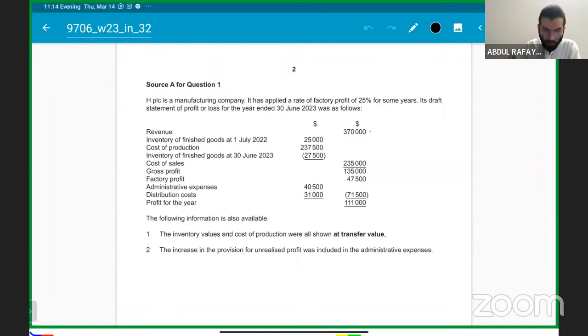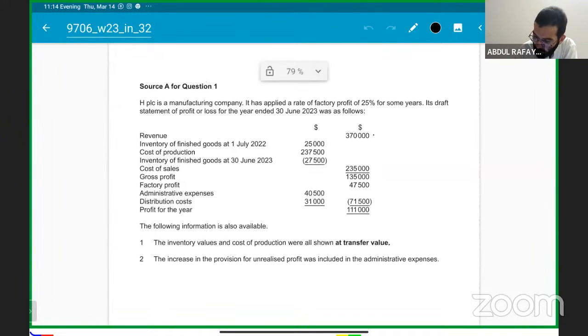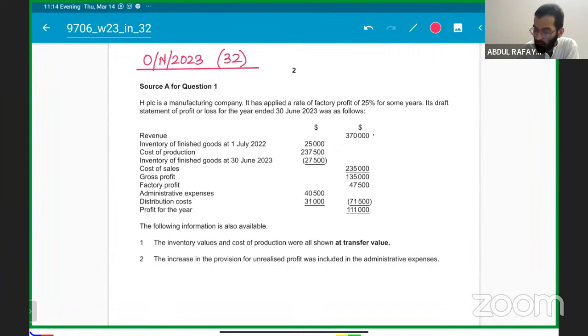Bismillahirrahmanirrahim. Assalamu alaikum, students. The question that we have today is from the most recent paper, October, November 2023, paper 3 and variant 2, which is basically our variant. It is basically our paper, October, November 2023, paper 3, variant 2.